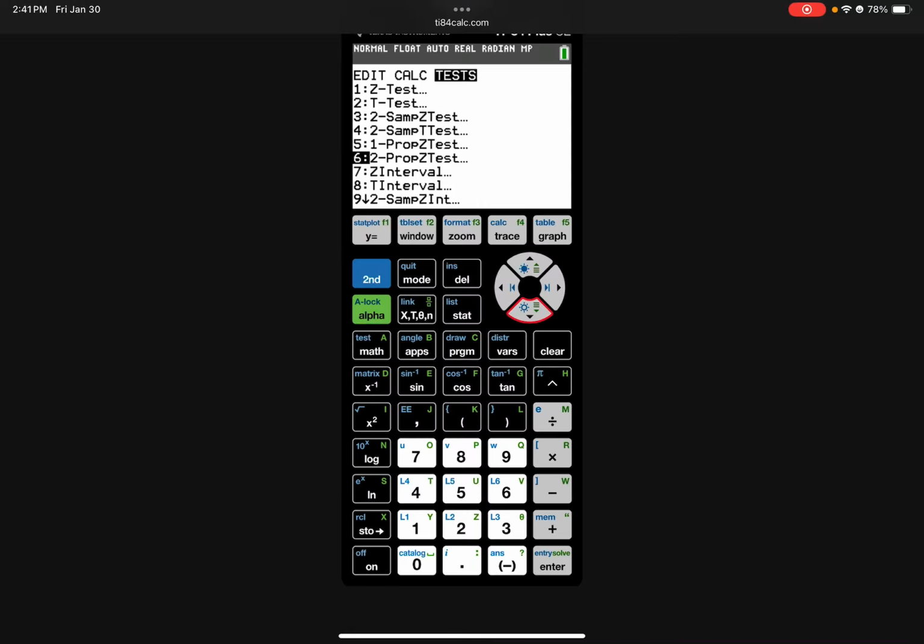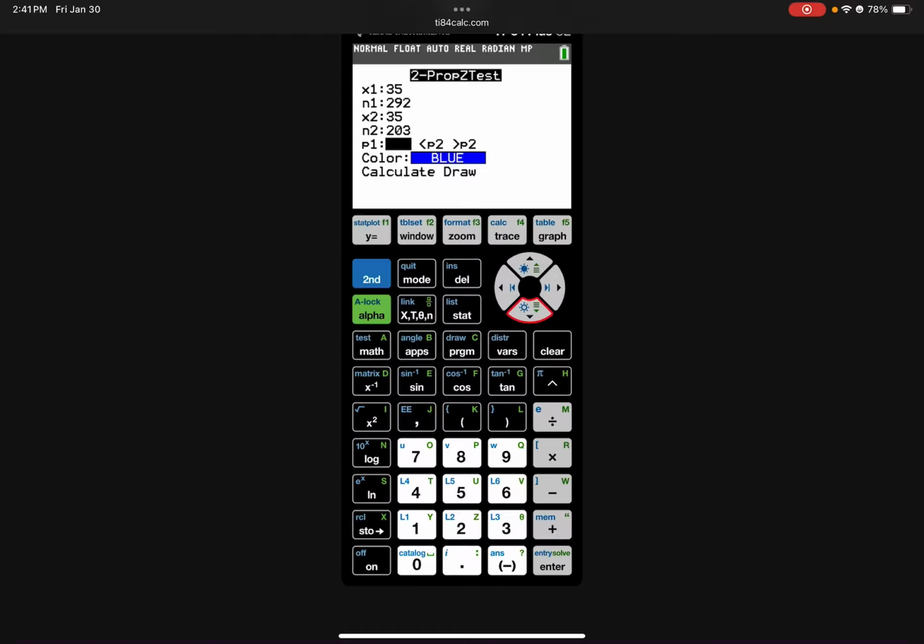I'm going to go ahead and press enter, and then enter in this information. So our x1, the number of our control group that got less than 6 hours of sleep, there were 35 of those individuals. N1 is the sample size for the control group, which we said was 292. X2, this is the proportion of truck drivers that got less than 6 hours of sleep. That's 35. And N2, that's the sample size from the truck drivers, which is 203.